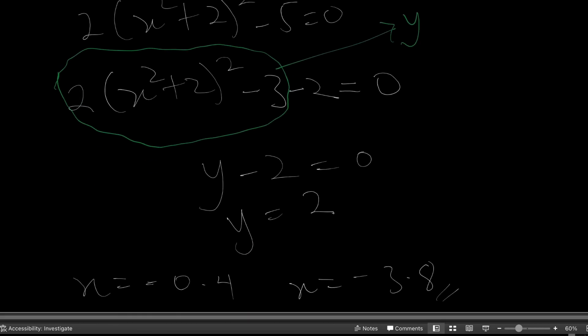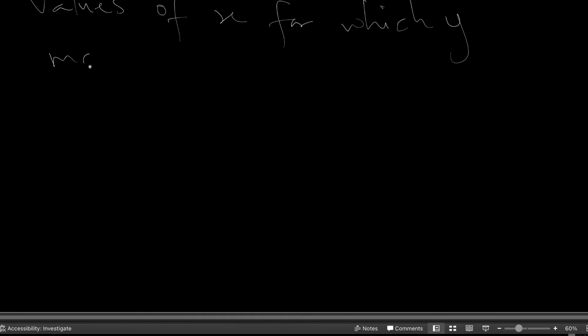So then, the values of x for which y increases should be from negative 2 to 2. So that brings us to the end of question 7. So we'll be moving on to question 8.